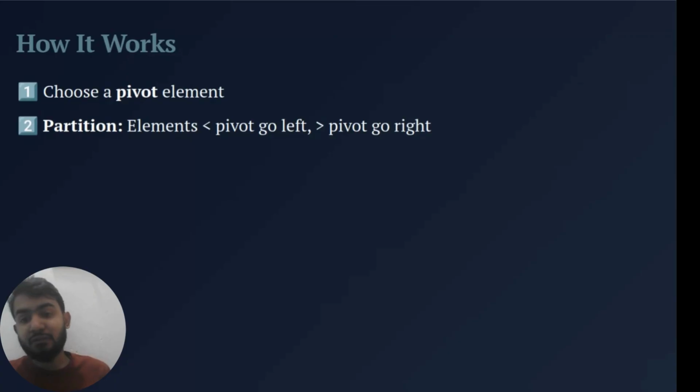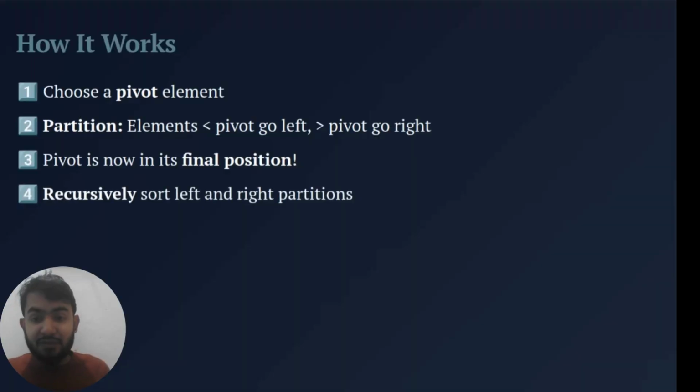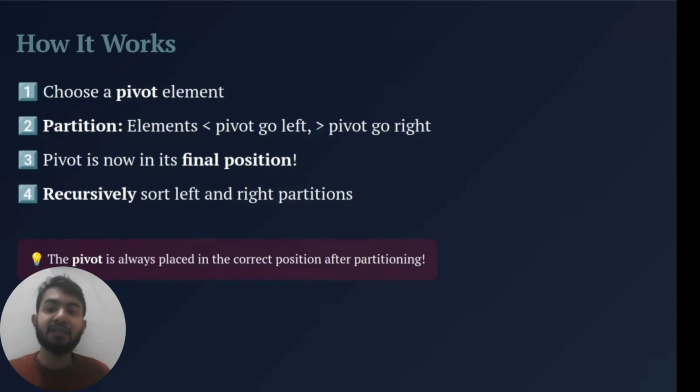So you need to compare whether the pivot is greater than the left element, and the element should go left if it is less than the pivot, and if it is greater than the pivot, then it actually goes right. And the pivot is now in its final position, and then recursively sort the left and right partitions, and then the array will be sorted. So I think probably you still have some confusion about how it actually works.